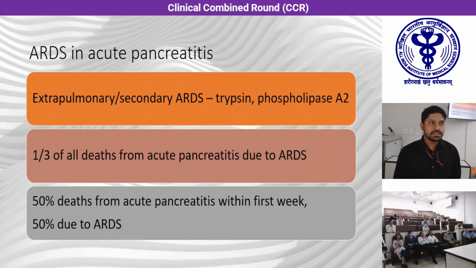ARDS in acute pancreatitis is one of the main extrapancreatic organ failures, and it is usually secondary or extrapulmonary ARDS. It is because of the hyperinflammatory state, and there is a proposed mechanism of circulating trypsin and phospholipase A2 causing the ARDS. Although in this case, there was probably also a component of hospital-acquired pneumonia that contributed to the ARDS. One third of all deaths from acute pancreatitis are directly caused by ARDS, and about 50% of deaths in acute pancreatitis occur within the first week, and of them about 50% are due to ARDS. So ARDS is really a big problem in acute pancreatitis.